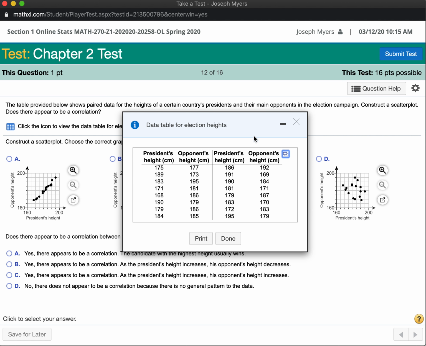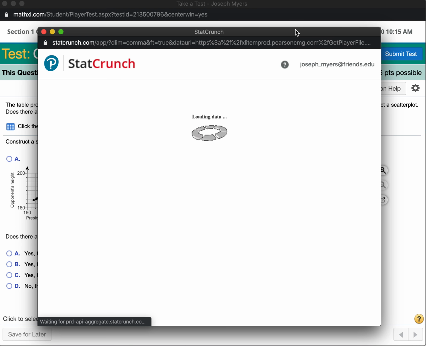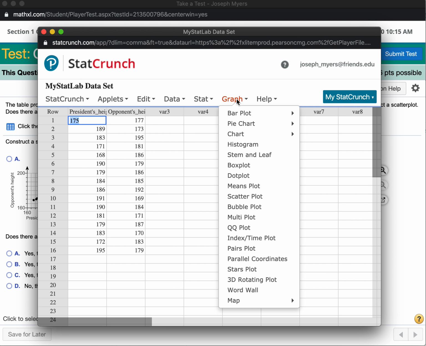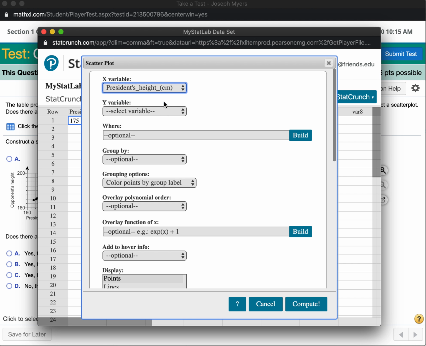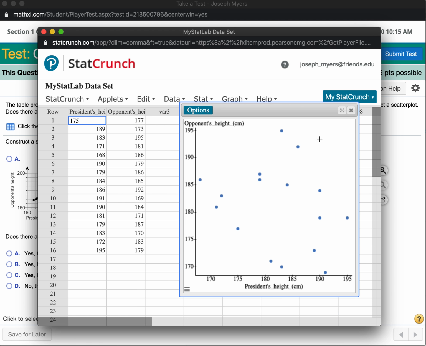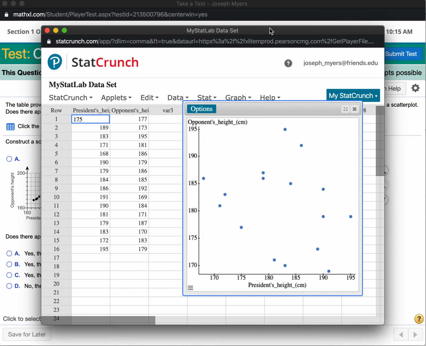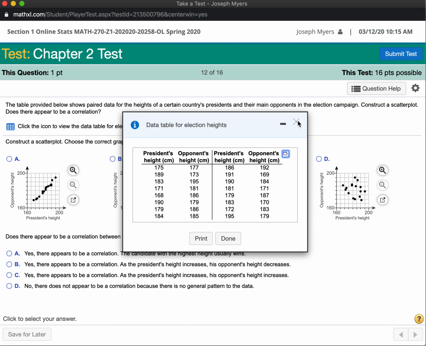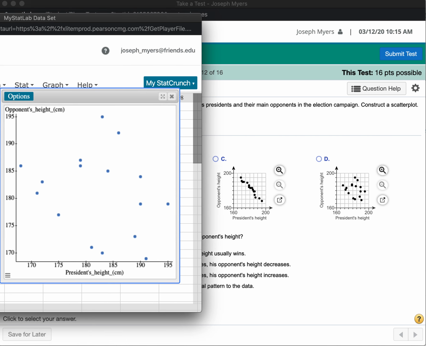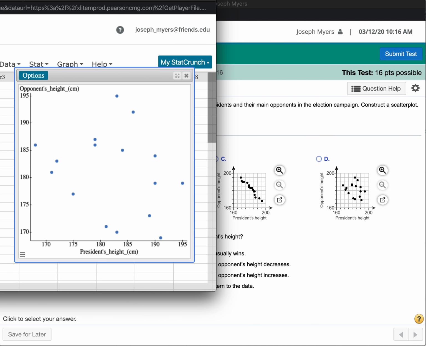So one thing you can do is click on this button that says Open in StatCrunch, and you can actually make a scatter plot. The x variable is the president's height, the y variable is the opponent's height. So let's just make a graph. This StatCrunch software is super cool, and you're going to be using this in other chapters. Now we can see an actual graph, and you can use this right during your test. Let me close this data. It was hard to guess by hand, but now we can see the pattern exactly.